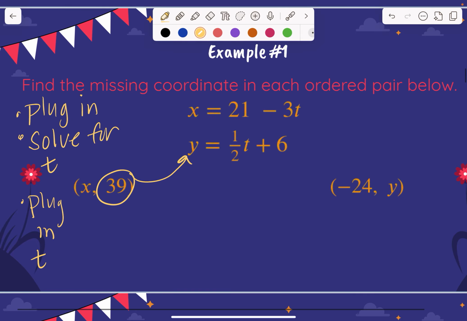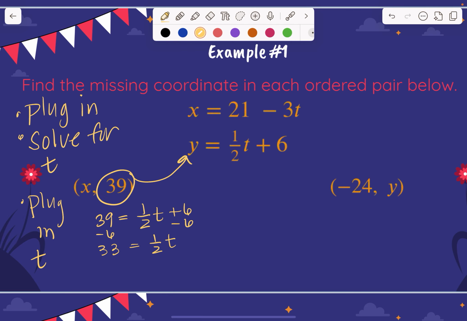Give myself a little more room to write. So for this one, I have 39 equals 1/2 t plus 6. I'm going to subtract 6 from both sides. So 33 equals 1/2 t. To get rid of the 1/2, I'm going to multiply both sides by 2. So I get 66 equals t.